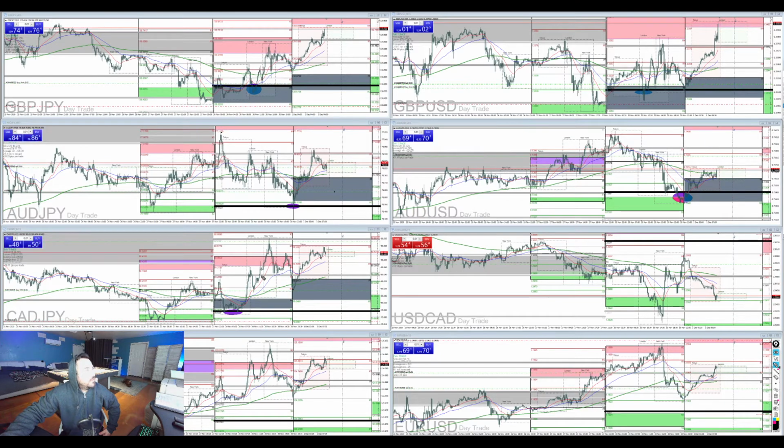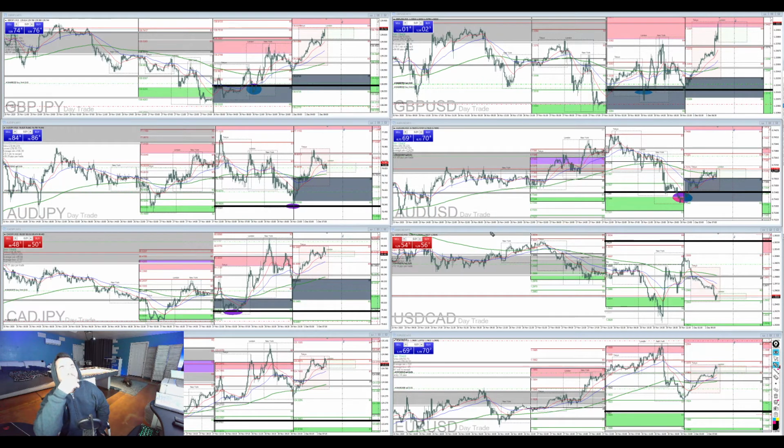I have my pending order for the Australian yen. Nice bounce right on the weekly central pivot. Very angry, I missed that trade yesterday. Shame on me. That won't happen again, I guarantee you that. Okay, so that's it. So those are my setups.